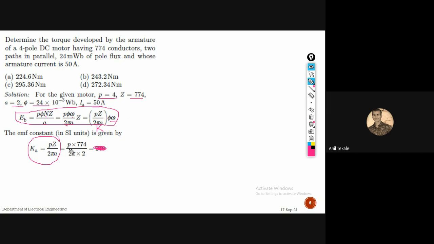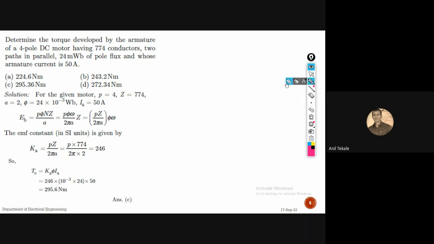Okay, so now P, we know the value of P. What is the value of P? That is 4. Z is the number of conductors, and 2π into 2. Like that way we can calculate the constant EMF. So this is the first step.